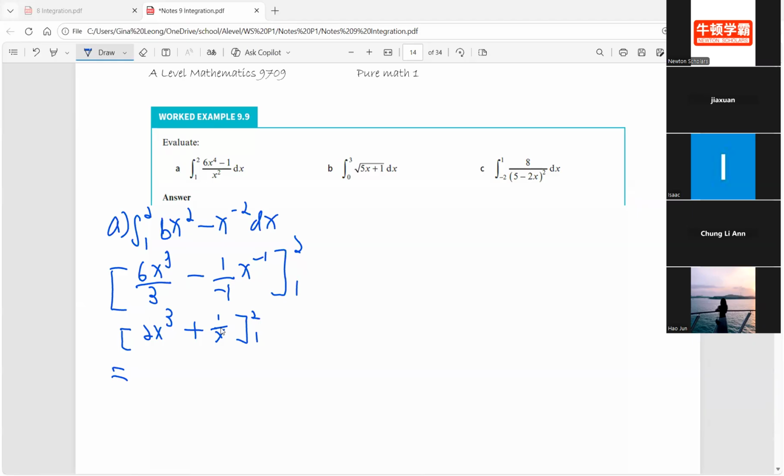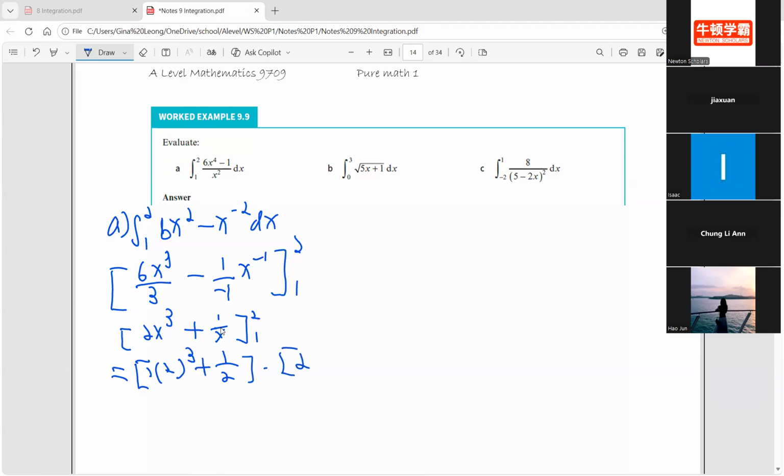So we put the 2 inside here. So 2 times 2 to the power 3 plus 1 over 2, then minus 2 times 1 plus 1 over 1. Then after that, you press the calculator. This one is actually 16 and 1 over 2, minus 2 plus 1, which is 3. So I get 13 and 1 over 2. So this is my answer.